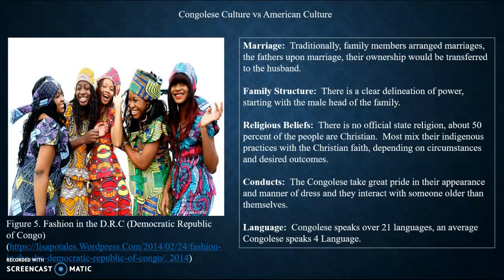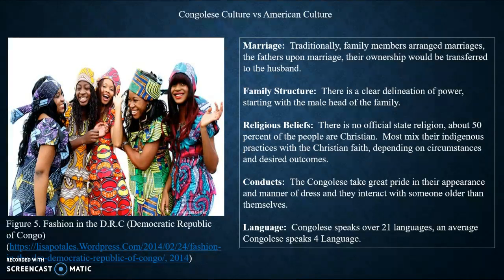Conduct and behavior, basically the way you're supposed to behave, and as Congolese, mostly they take pride in their traditional outfit, their manners, how they behave, how you interact with somebody older than you, or how you're supposed to address somebody older than you a certain way. There's a word you're supposed to use before you say their name to just acknowledge that they're older than you, and you're giving them their respect.